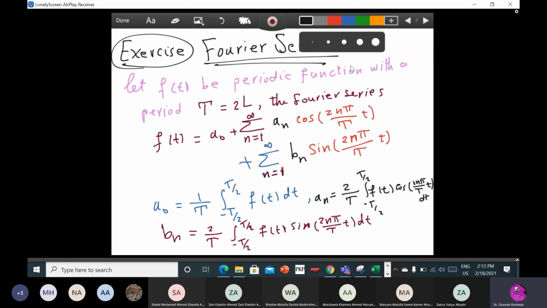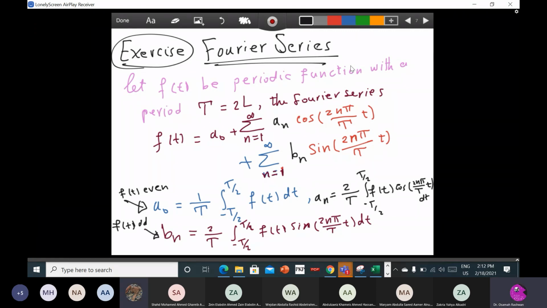We are sure that if we have an even function, so if f of t is even, you will go only for a naught and a n. If f of t is odd, please only go for b n. So here b n is 0, and here a n is 0. I didn't write a naught because it is included in a n.